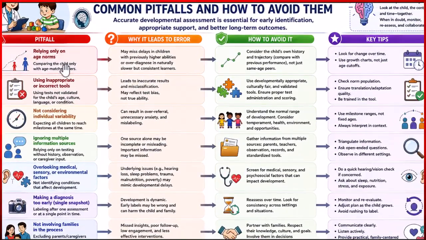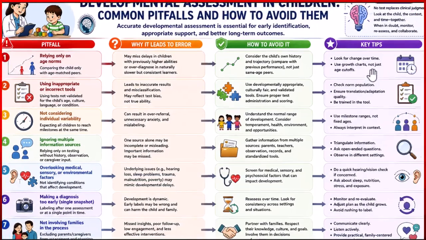The first pitfall is relying only on age norms. Sometimes clinicians compare a child only with age-matched peers without considering the child's own developmental trajectory. This may miss delays in children who previously functioned at a higher level, or may incorrectly label naturally slower but steadily progressing children. To avoid this mistake, always consider the child's individual developmental history and pattern of progress over time, not just age cutoffs. A key reminder is to look for change over time and use growth and developmental charts appropriately.